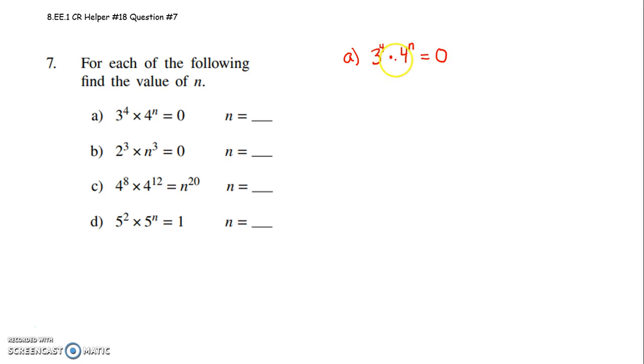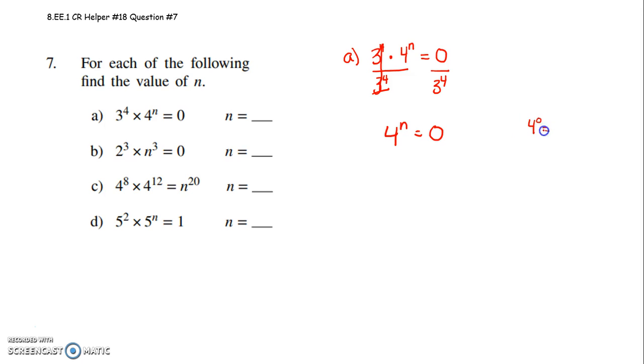But let's just solve this. If I want to solve this equation, I would start by dividing 3 to the 4th on each side. That will get rid of that 3 to the 4th power. So now I have 4 to the nth equals 0 divided by 3 to the 4th. I think 3 to the 4th is 81. 0 divided by 81 is still 0. There is no value for n that if you raise 4 to the nth power, you'll get 0.